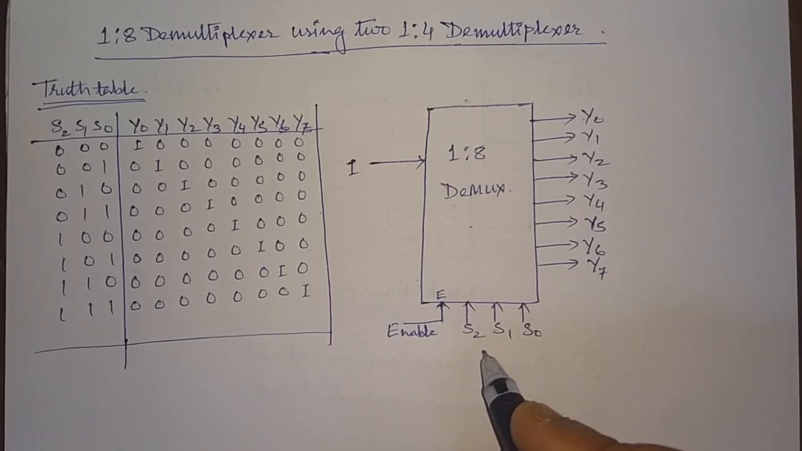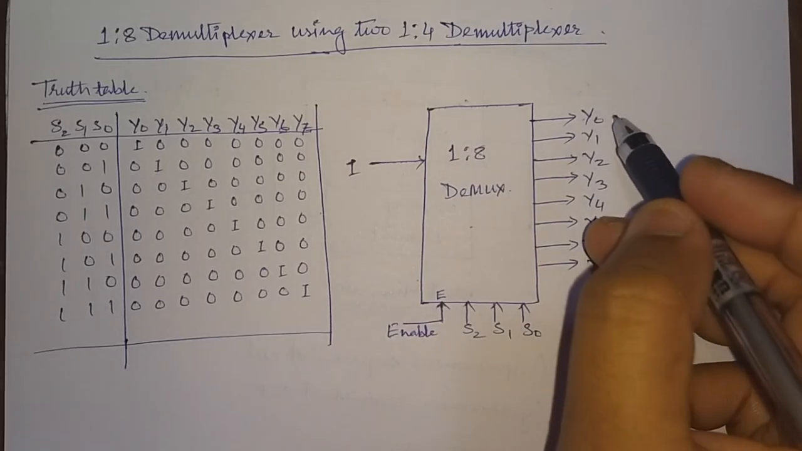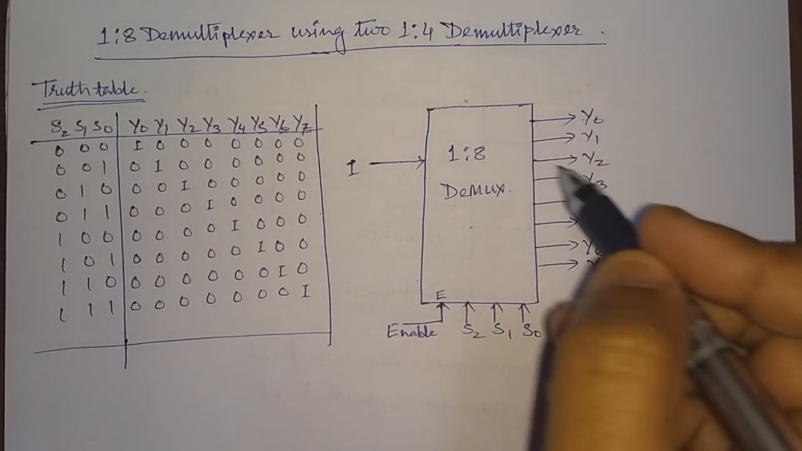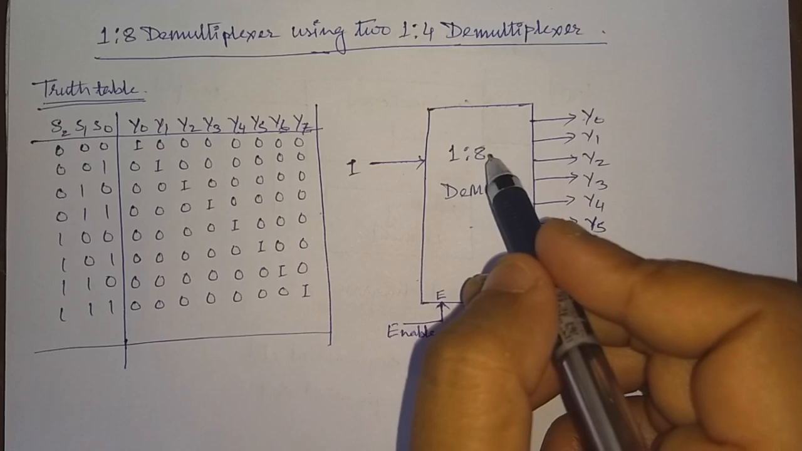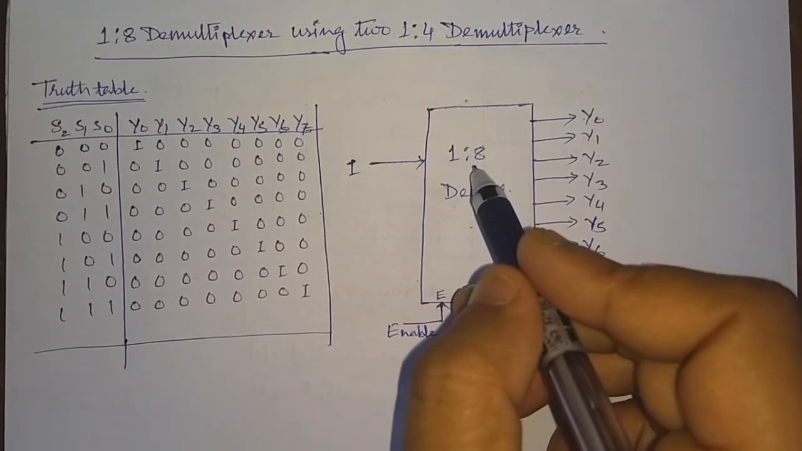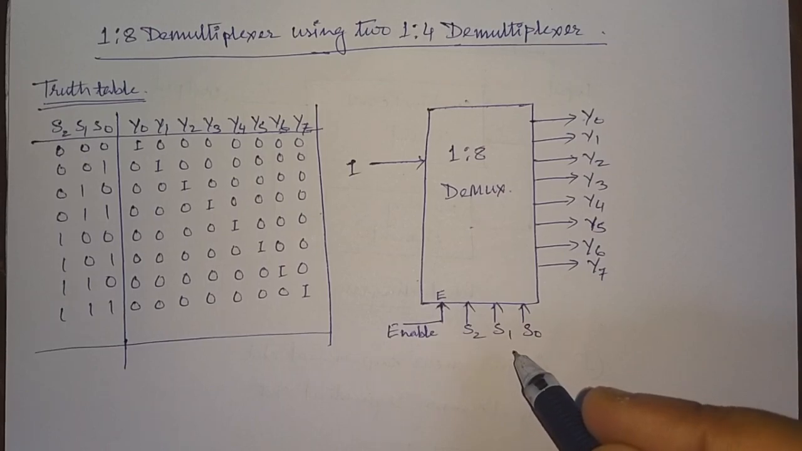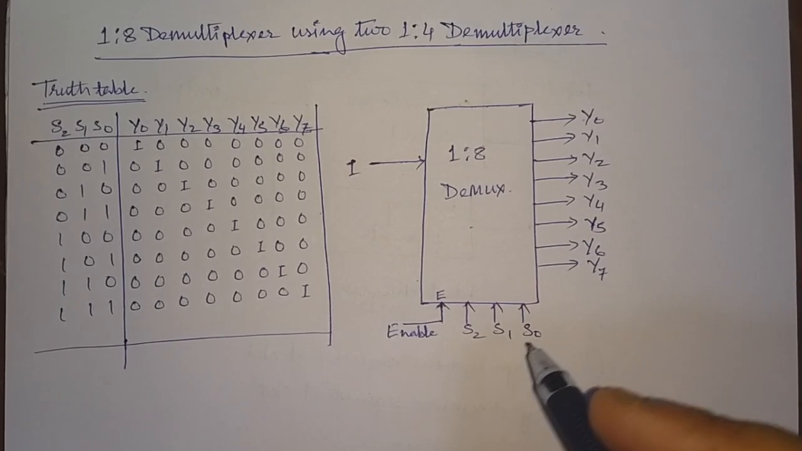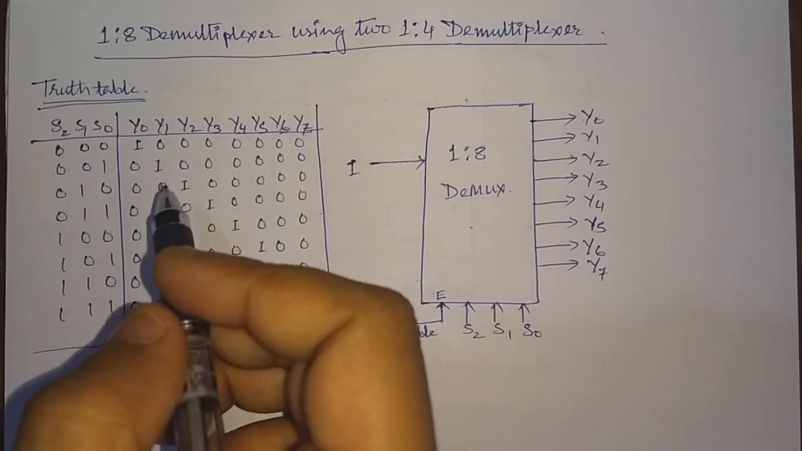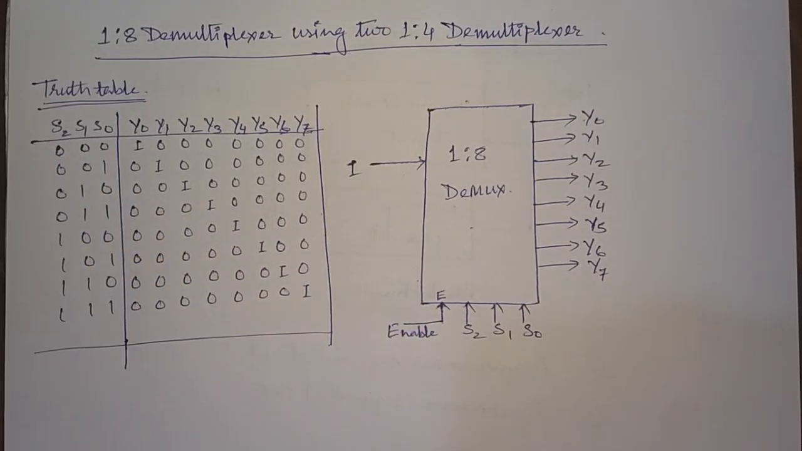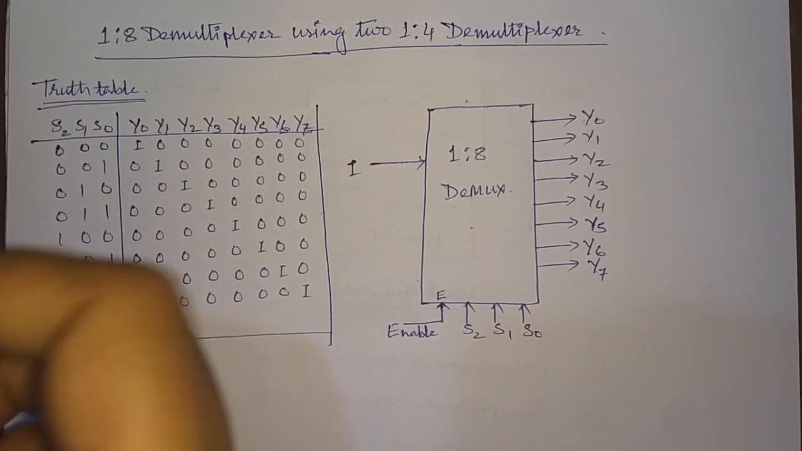So depending on the select inputs, we'll have any one of these outputs that will receive this input information. That means this input information will be directed to that port depending on the selected S2, S1 and S0 lines. Okay, this is the truth table of a 1:8 demultiplexer.